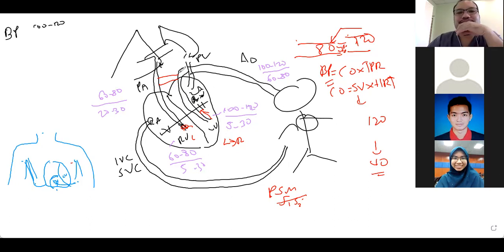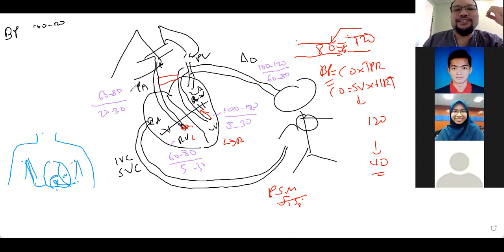Okay. Apa jadi? Ada shunt tak? Ada shunt tak sistolik? Ada shunt sistolik kan? Sebab ni 100-120, ni 60-80. Ada shunt sistolik. Diastolik ada shunt tak? Ada. So sistolik ada shunt. Diastolic pun ada shunt because ada pressure gradient.